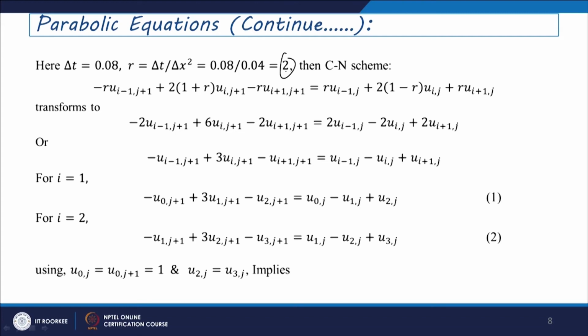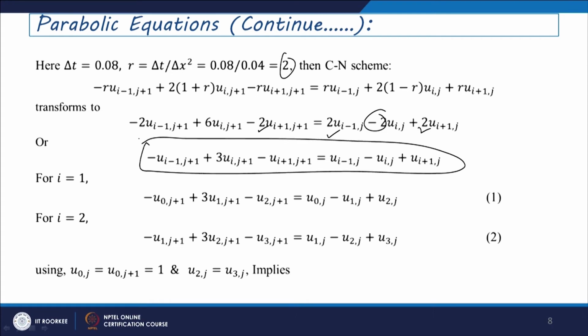If we put all these coefficients in the form of r, it is minus 2, then 6, then minus 2, then 2, then 2 into 2 minus 1, which is minus 2. That is why minus 2 comes here, then this is 2. If we take 2 common from both sides and cancel, we obtain the equation in this form.